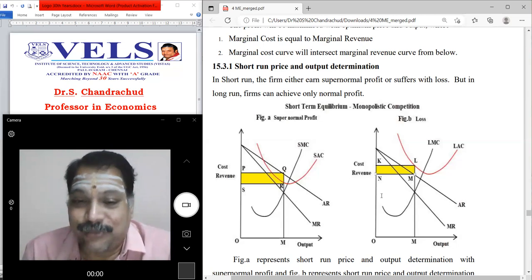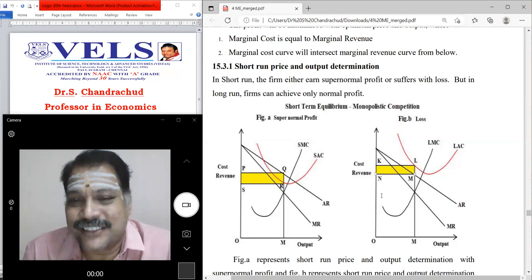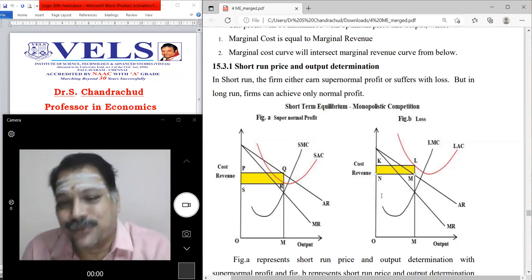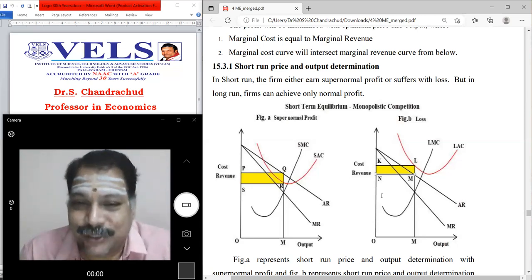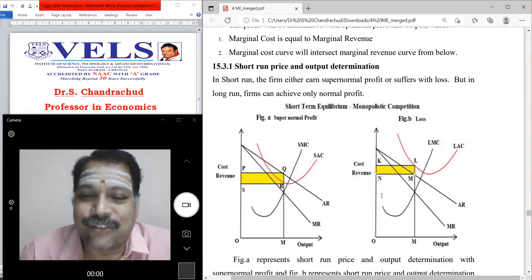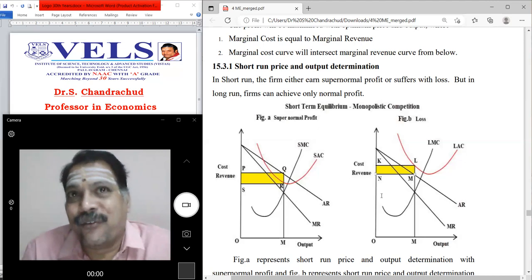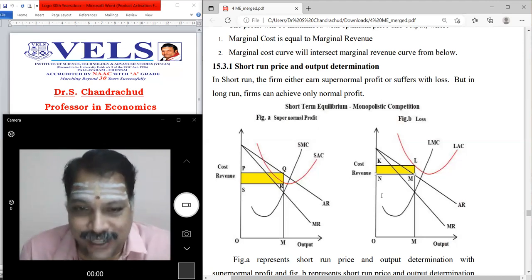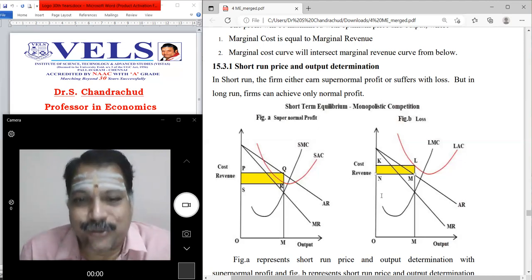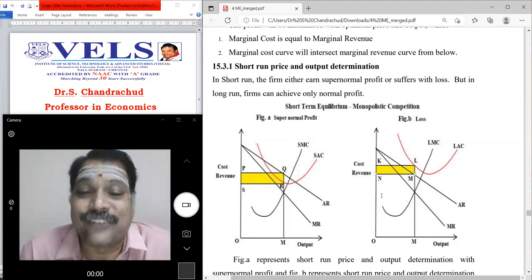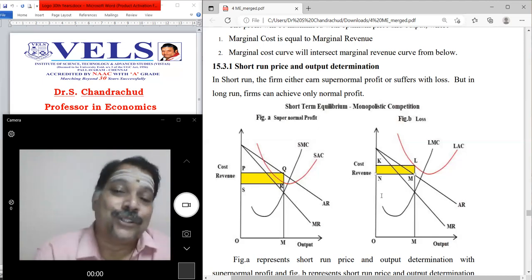At that particular point, MC equals MR, that is, the marginal cost curve is equal to the marginal revenue. And see that the MC curve is intersecting the MR from below. So both the equilibrium conditions are fulfilled. When you draw a perpendicular line through that equilibrium point, it reaches the point Q of the average revenue curve.